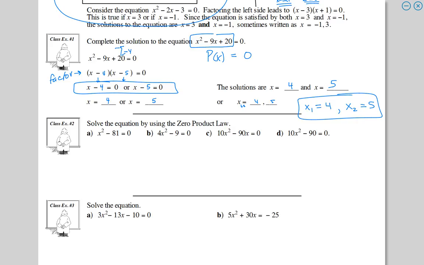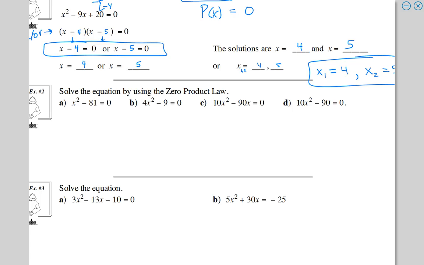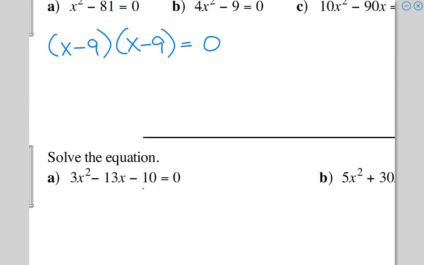So let's take a look at this first one. It's a very simple difference of squares. So what's it going to be? x minus 9 and x plus 9 equals 0. Therefore, the two solutions are 9 and minus 9. And because it's the same number, you can write plus or minus 9. So the two solutions, x1,2, are plus and minus 9.